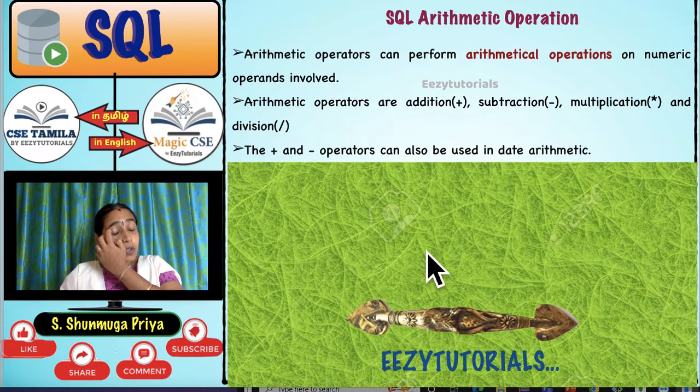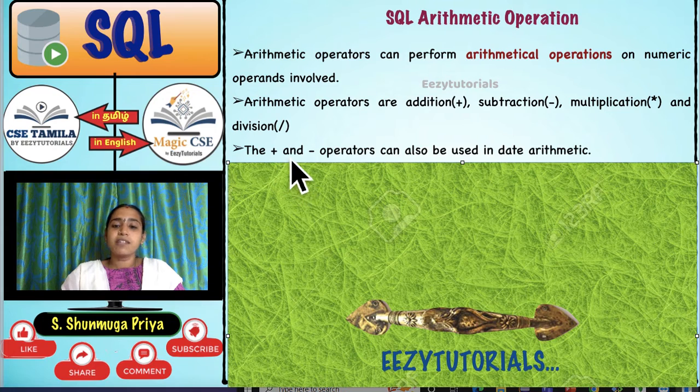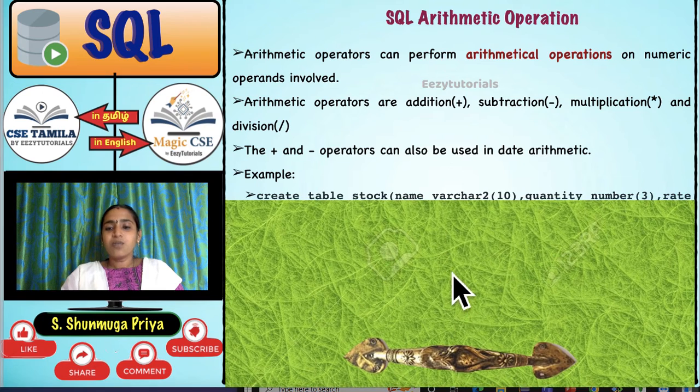And also, if you have a date and you want to see what the date will be after 10 days, then you can use the plus operator. Before 10 days, what was the date? You can use the minus operator. So this addition, subtraction, multiplication, division can be used along with SQL, and really you can do many things. Whatever manipulations you want, you can do it with the help of this arithmetic operation. So that is what we are going to see.